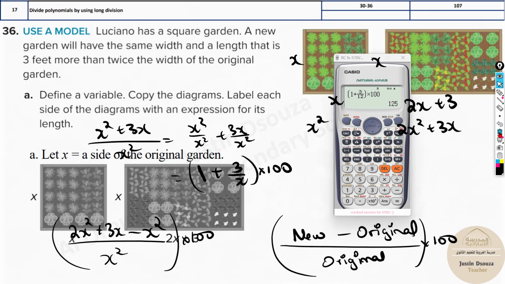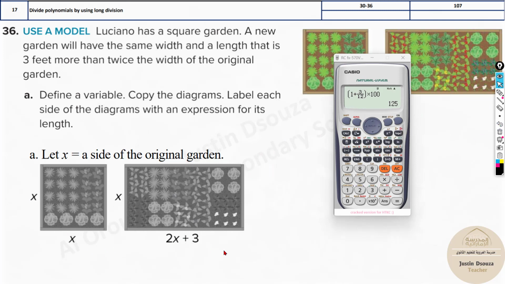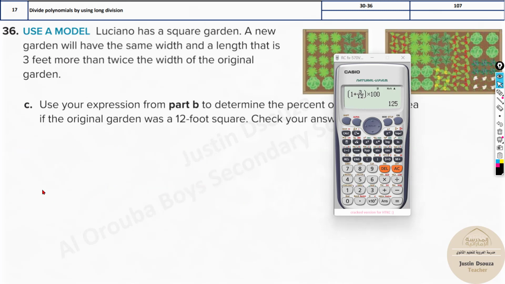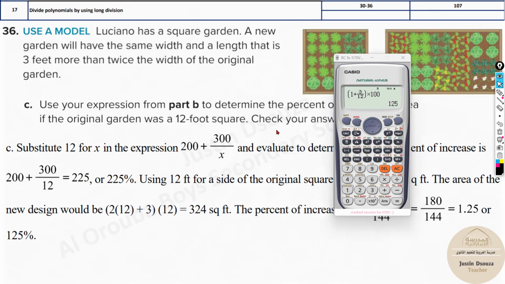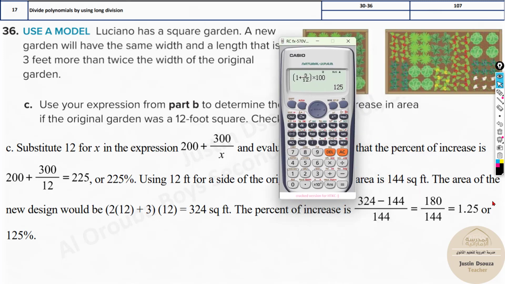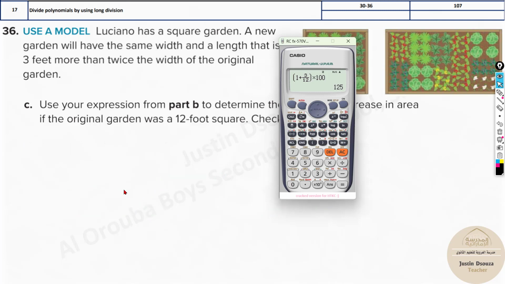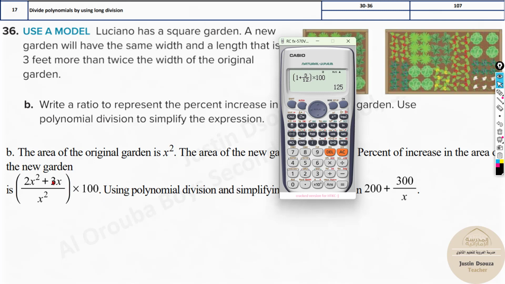Over here, let me just remove this. We get xx. This is what we had written. And then you can solve over here. See, we have to just solve this up. Wait a minute. Okay, this is the answer: 1.25 or 125%. Okay, let me just go back.